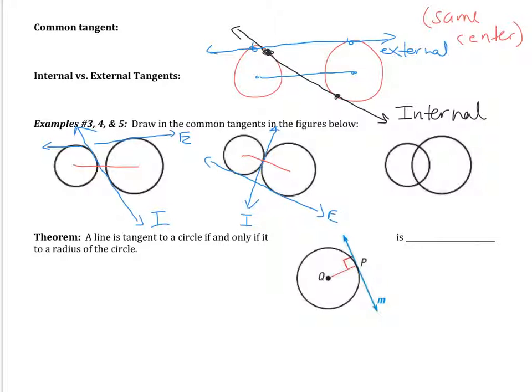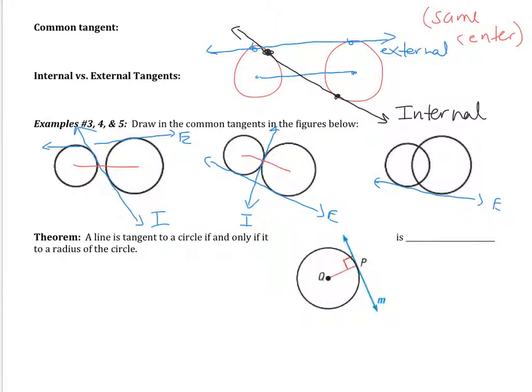Third one, is it possible to have an internal on this one? No, because if you try, then it becomes this, and it goes through the circle. What's that line called? Secant. Which is not a tangent. So there's no internal possible on this one, but you can still draw an external. It can still touch both. All right, so make sure you understand that.